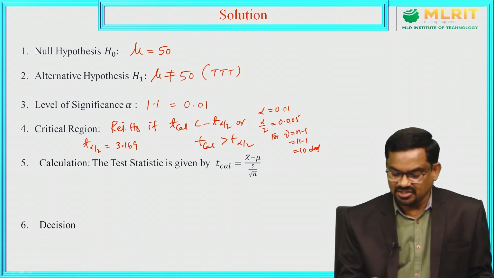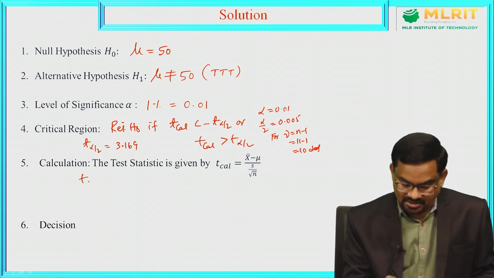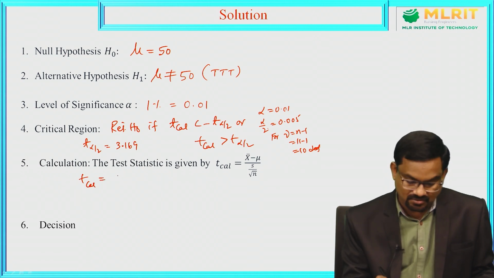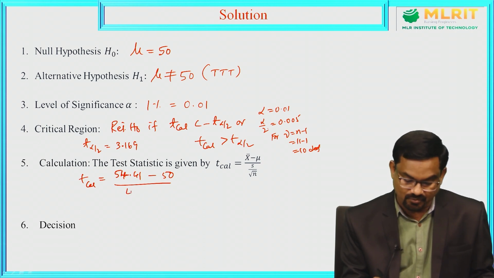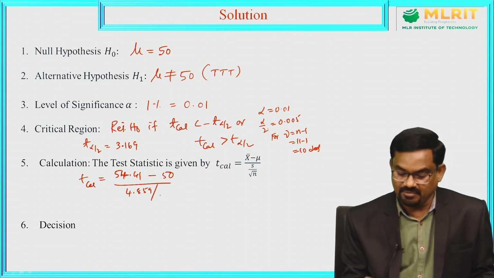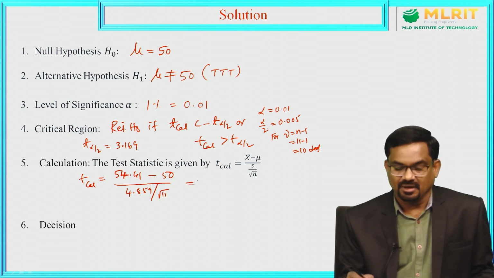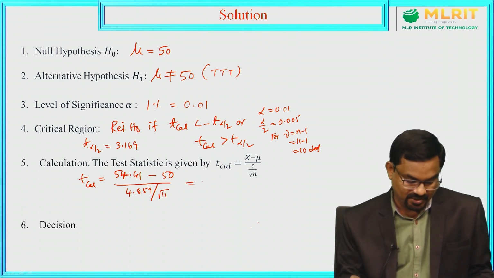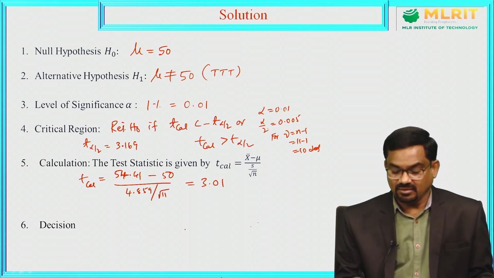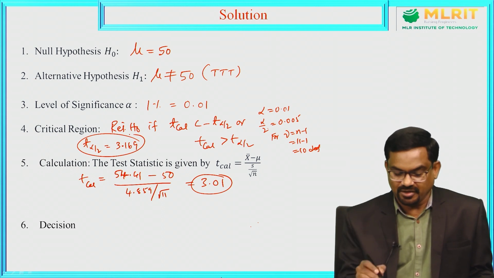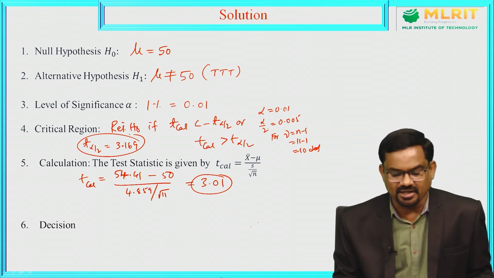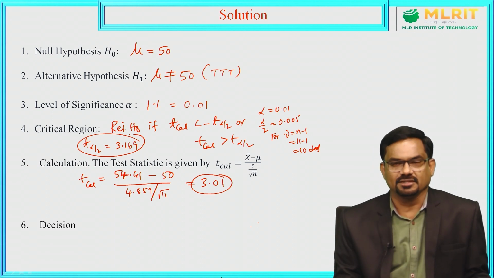Now coming to the calculation part, the T calculated is given by x bar minus mu divided by S by root n. We have calculated x bar as 54.41, mu is 50, and S is 4.859, divided by root 11, and the final answer will be 3.01. Now this is the calculated value and this is the tabular value. By comparing these two and using step number 4, the critical region, we use the condition to reject the null hypothesis.